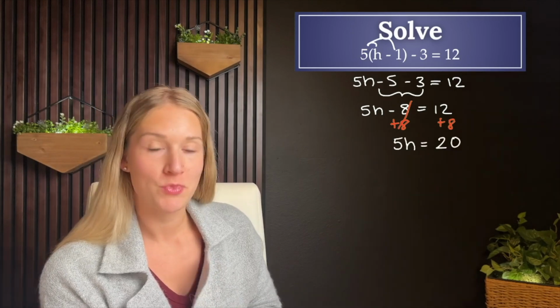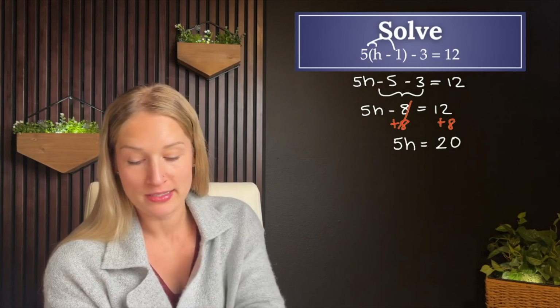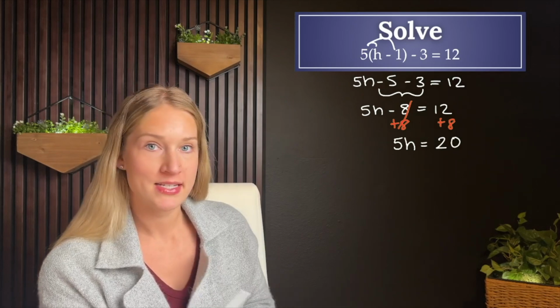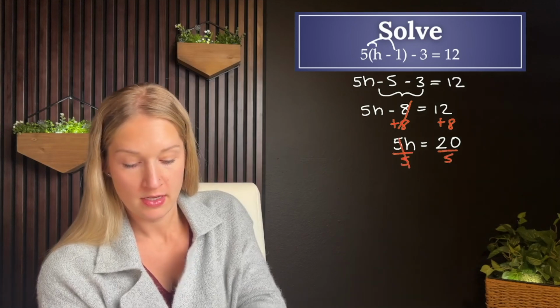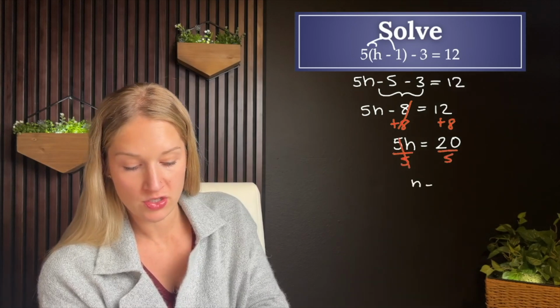And now is when I can move the 5 away and just get the h by itself. So since the 5 is connected to the h with multiplying, I divide by the 5. Those 5's cancel, and I have h equals 4.